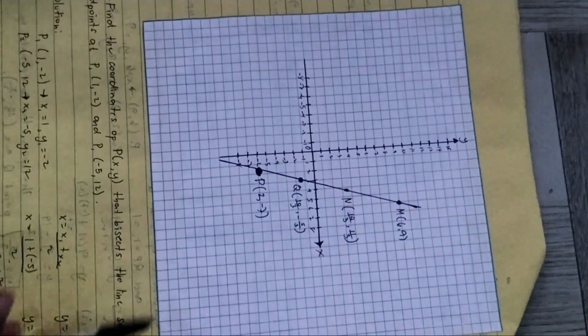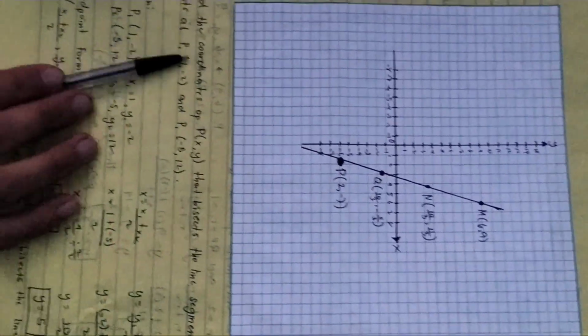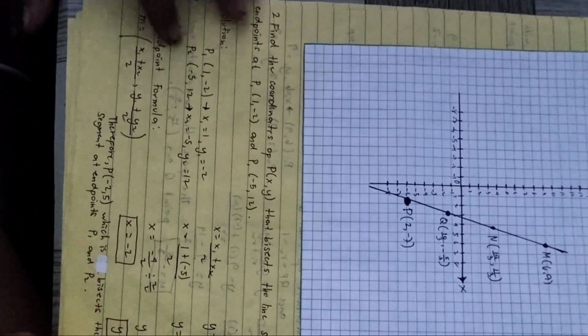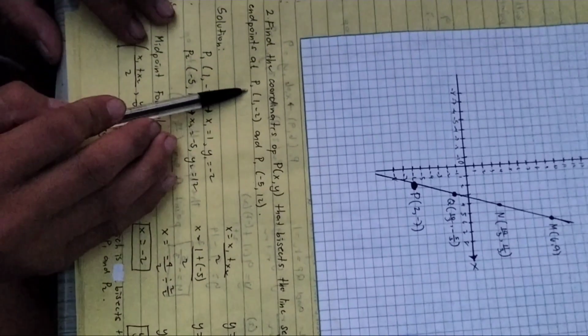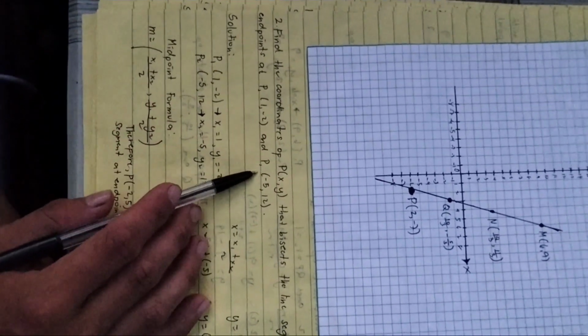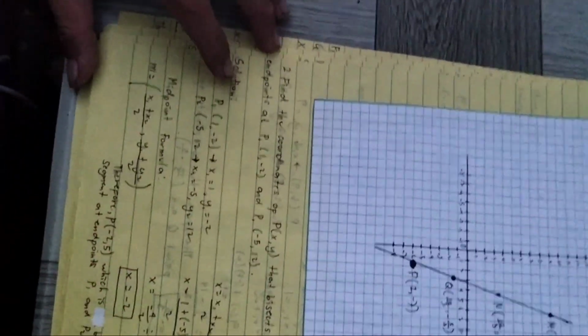So this is the graph of number 1. Question number 2. Find the coordinates of P, x and y, that bisect the line segment with endpoints P of 1 and negative 2 and ordered pair of P of negative 5 and 12.